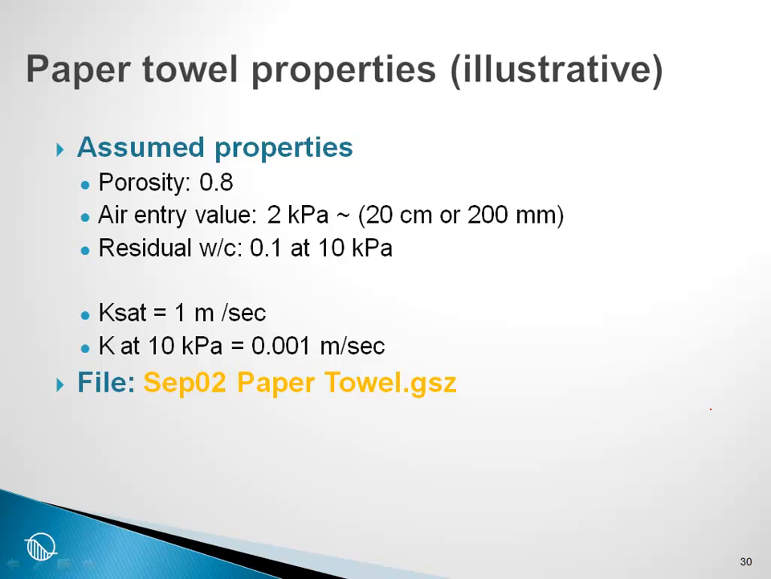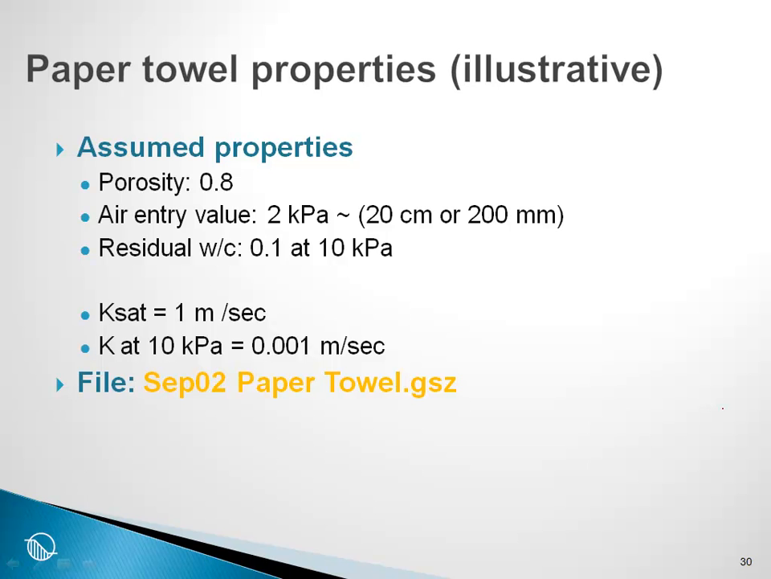So let us see if we can simulate this situation in SEEP/W. Let us assume that the paper has some properties. These are purely fictitious properties. They have no bearing to reality. No attempt has been made to actually define the actual properties for the paper towel. We have simply made up some properties to illustrate the point.